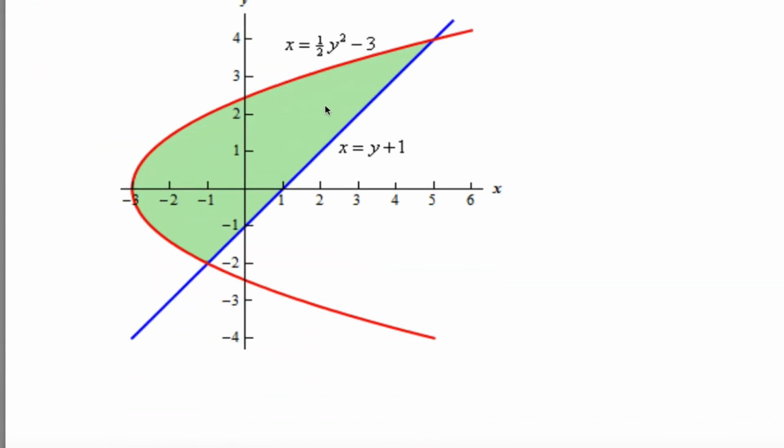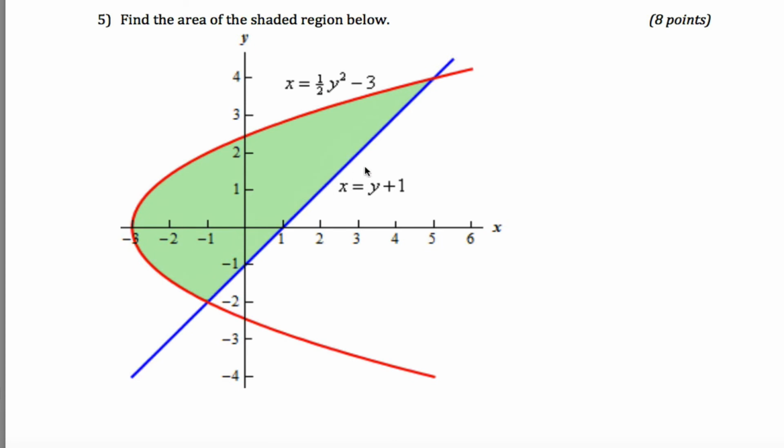Moving on. Find the area of the shaded region below. All right, so this is tricky.